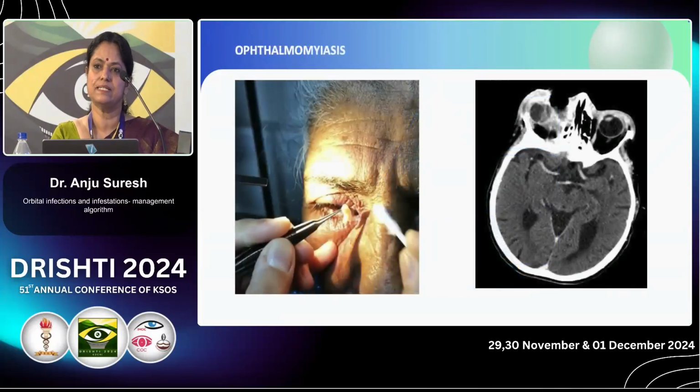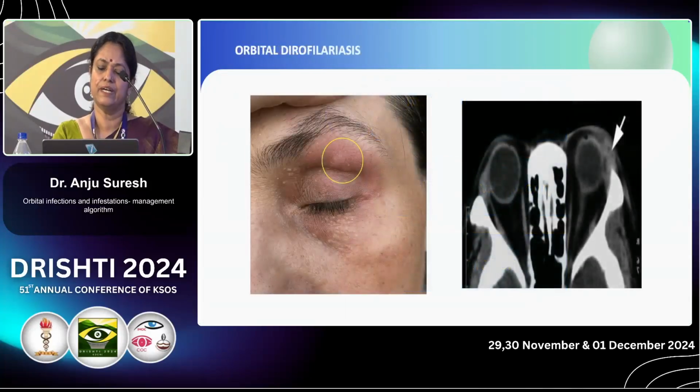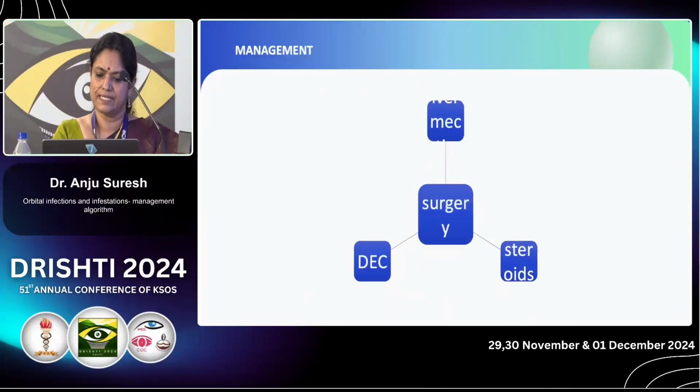And ophthalmomyiasis, manual removal of the larvae is required. You pack the damaged orbit with 4% xylocaine and turpentine oil to immobilize the larvae and manually remove it. Again, if the tissue destruction is extensive, do an exenteration. And single dose ivermectin can also be given. And dirofilaria does not involve the orbit primarily, usually causes a subcutaneous nodule. But again, excision of the nodule is necessary with single dose ivermectin and 3 doses of DEC.